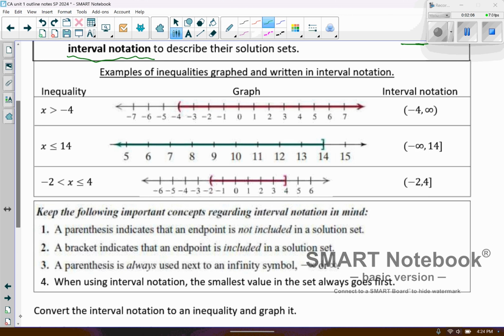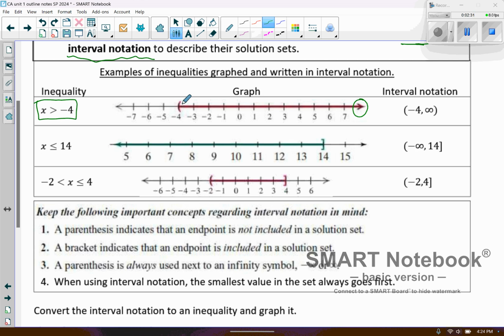Here are some examples of inequalities graphed and written in interval notation. We have x is greater than -4, so x is all the values larger than -4. Here's the number line depicting that. From -4 and then continuing on indefinitely, that's what the arrow indicates. This is going to continue on forever.